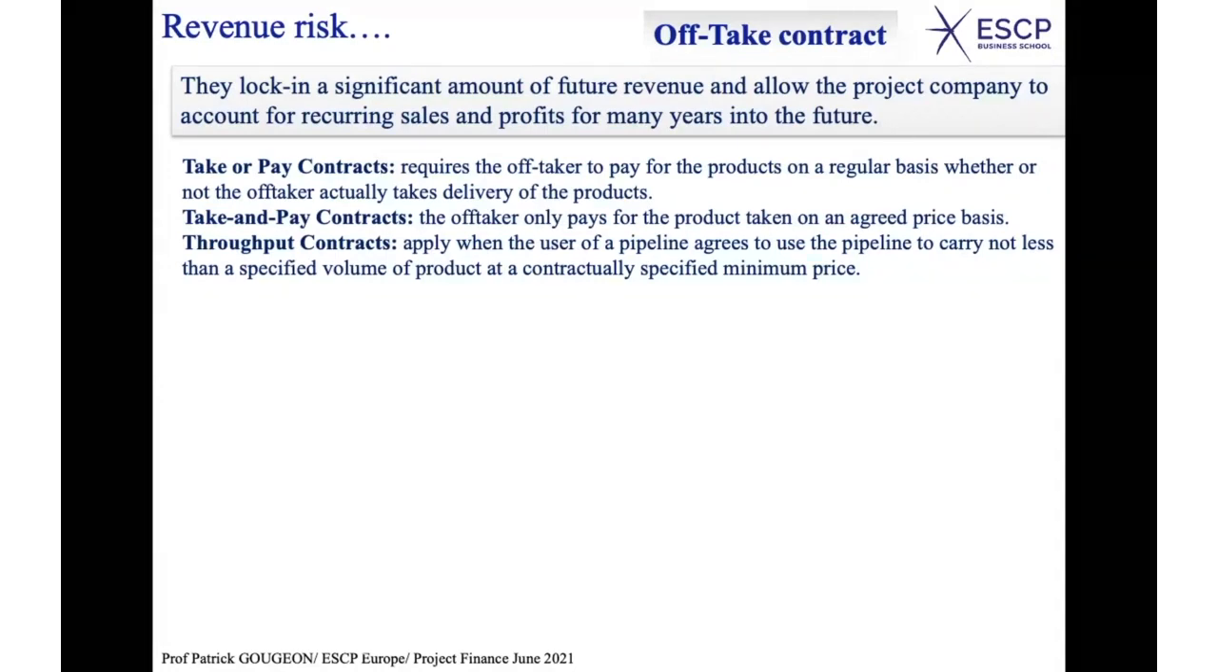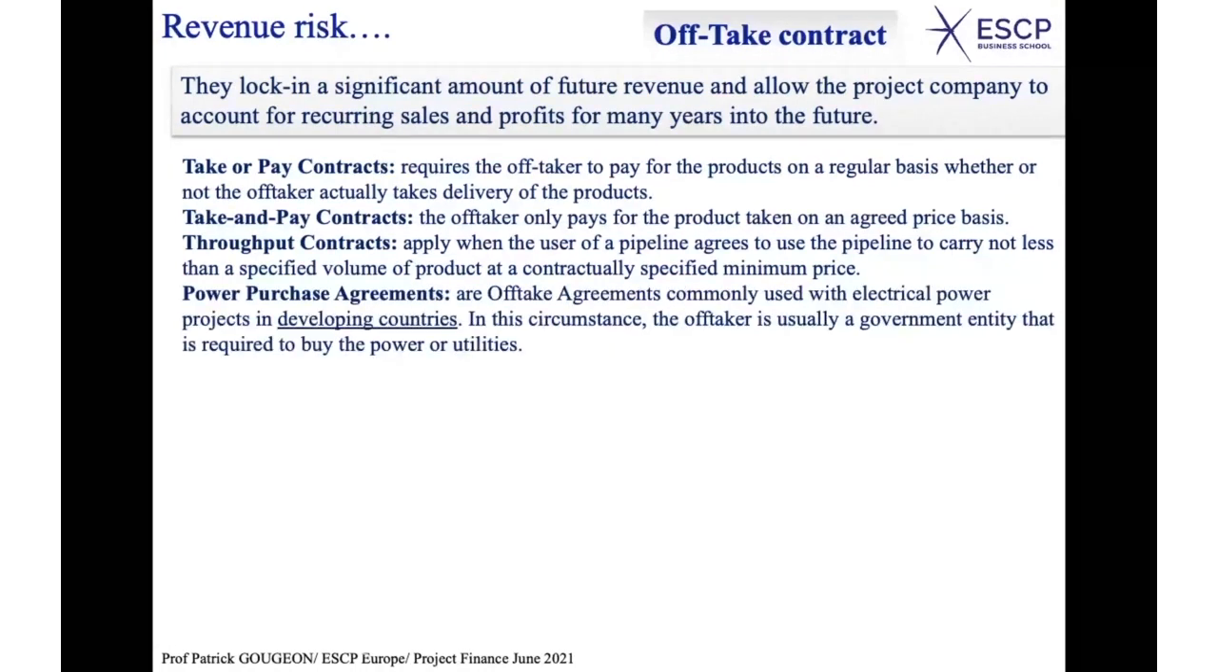Power purchase agreement. I will develop that later on because that's an interesting case. It's an offtake agreement commonly used with electrical power projects in developing countries. In this circumstance, the off-taker is usually a government entity, typically the grid, the TSO, as we call it, a state transmission operator that is required to buy the power or utilities.